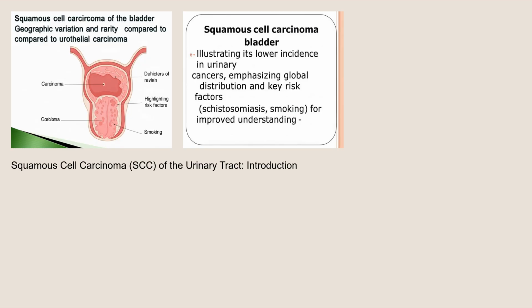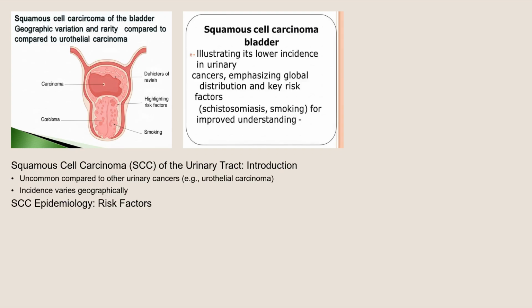Squamous cell carcinoma of the urinary tract is not as common as other types of urinary cancers, such as urothelial carcinoma. The incidence varies depending on geographic location and risk factors. In regions where schistosomiasis is prevalent, SCC of the bladder is more frequently observed. Similarly, populations with high smoking rates also tend to have a higher incidence. Overall, SCC accounts for a smaller percentage of urinary cancers compared to other cell types. Understanding these epidemiological patterns helps us target screening and prevention efforts more effectively.